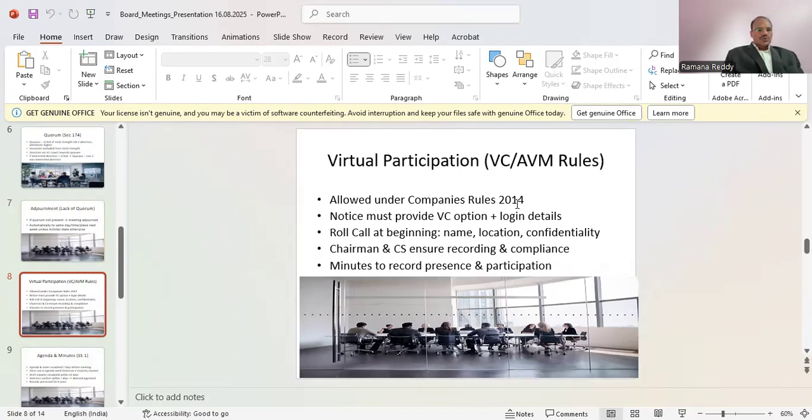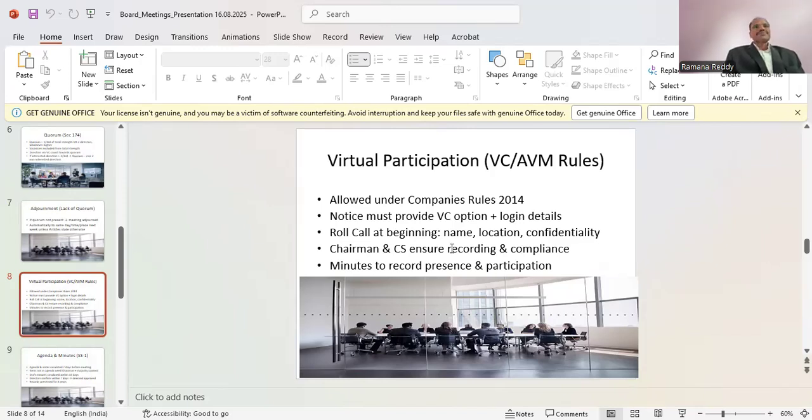Then we will move on to the Companies (Meetings of Board and its Powers) Rules 2014, and particularly Secretarial Standard 1. Virtual participation, VC or AVM. A meeting may be held via video conferencing or other AV means, provided a secure and reliable technology setup is in place. The chairman and company secretary, if any, ensure director identification, recordings, and integrity of the board meeting proceedings.